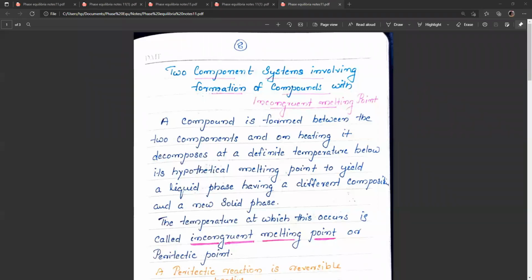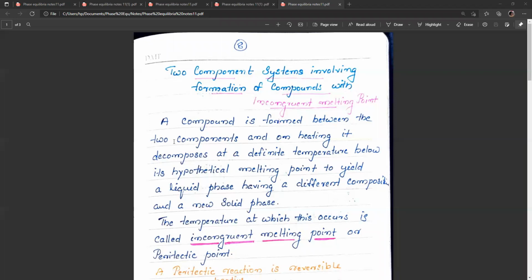The topic we are going to discuss today is two component systems involving the formation of compounds with the incongruent melting point. So far we have discussed the two component systems with the simple eutectic, which will form a simple eutectic system, and the two component systems which will form congruent melting point, and the third one is two component systems which will form compounds with incongruent melting point.